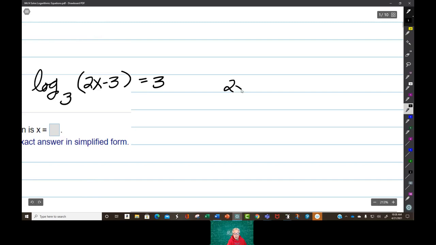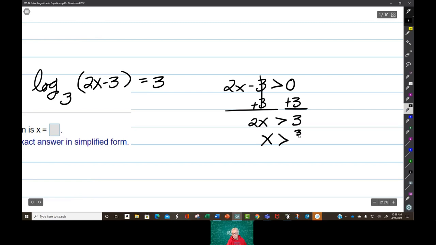2x minus 3 is strictly greater than 0. Add 3 to both sides. Negative 3 plus 3 is 0, so you're left with 2x is strictly greater than 3, which means x is going to be strictly greater than 3 over 2. And 3 over 2 is 1.5.